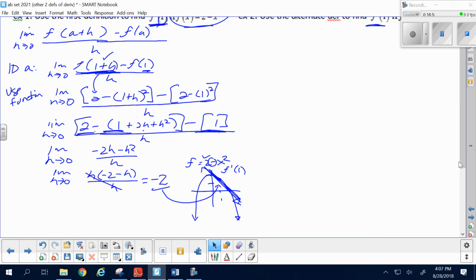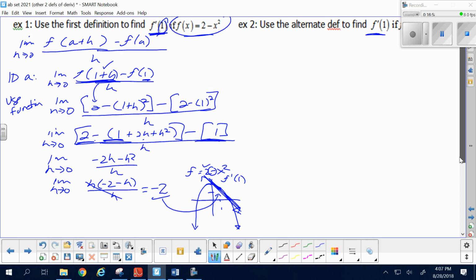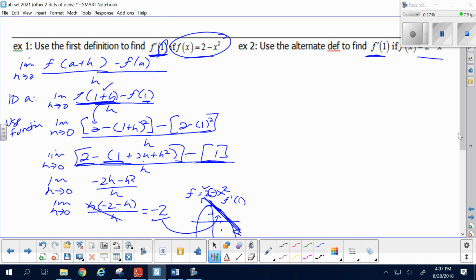Let's try then the same question, but comparing it to a different way of finding that slope, the alternate definition. The alternate definition is more the idea of x approaching a. And we use that point a, but this time we're going to approach differently. We're going to let no gap of h. We're just going to let x be some other point on the curve, and we're going to get x closer and closer and closer to a.